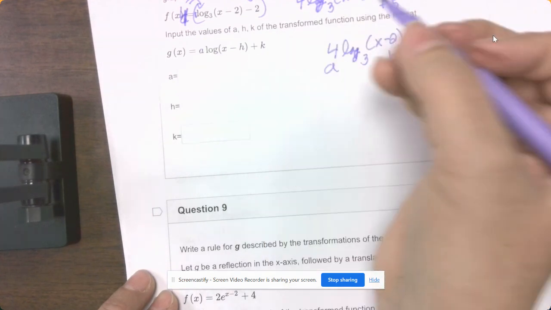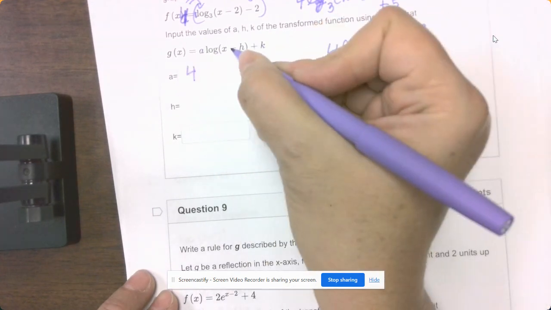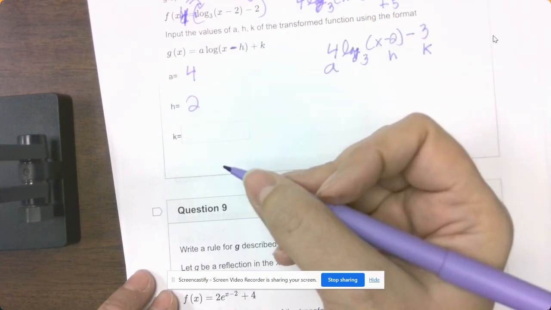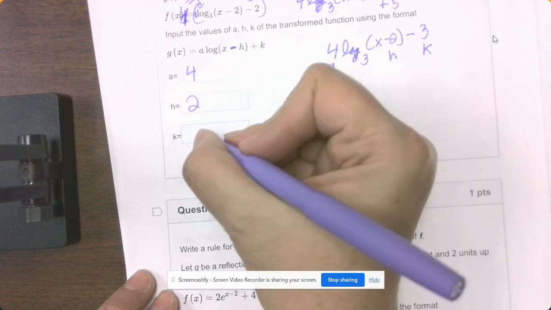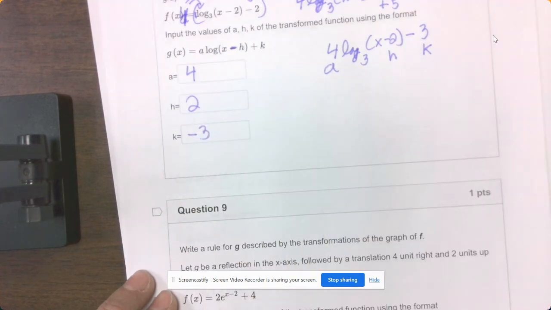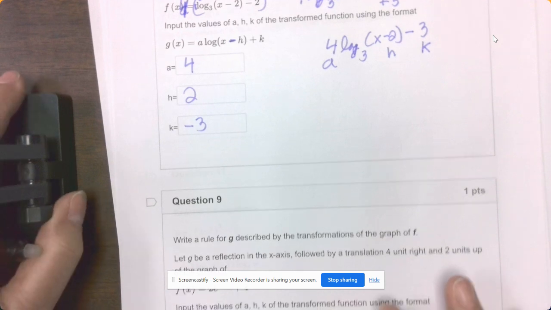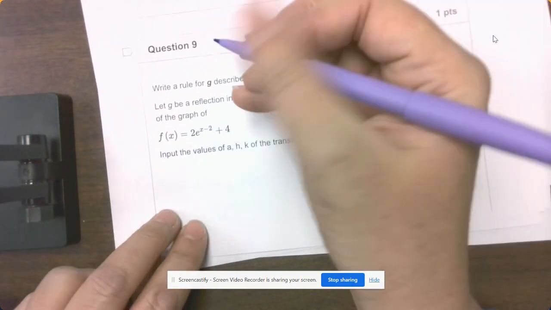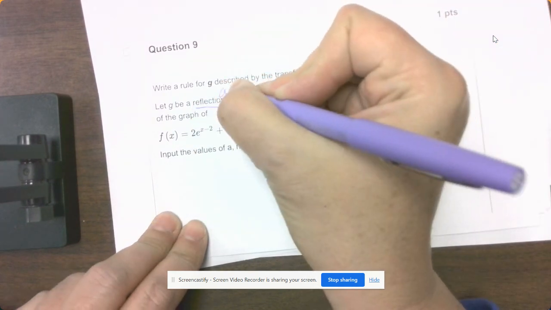So a is going to be 4. Remember that it's minus h, everybody, so that means it's going to be positive 2 for h. H is opposite, and then k is going to be negative 3. Okay, on this one, we're doing the same thing. We're doing the reflection on the x-axis. So that means a is going to be -1.